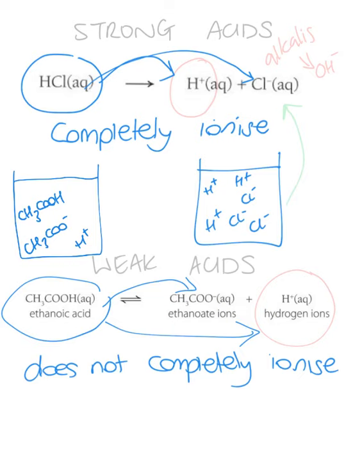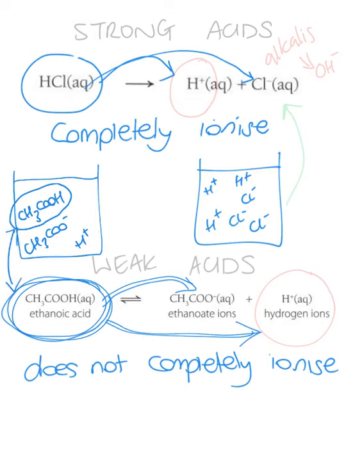You would actually see some of the molecules of ethanoic acid still present, okay, because it does not completely ionize. Only some of these molecules split up and turn into these, not all of them, which is why you still see some of these ethanoic acid molecules in the solution. That is the difference between strong acids and weak acids.